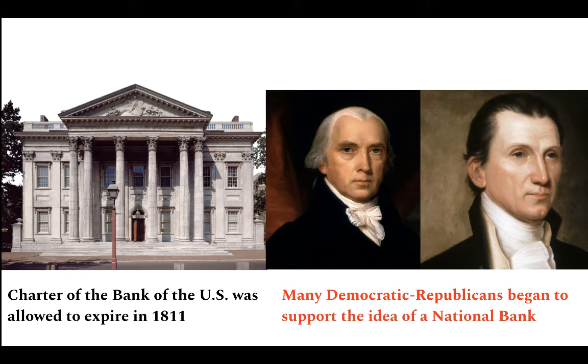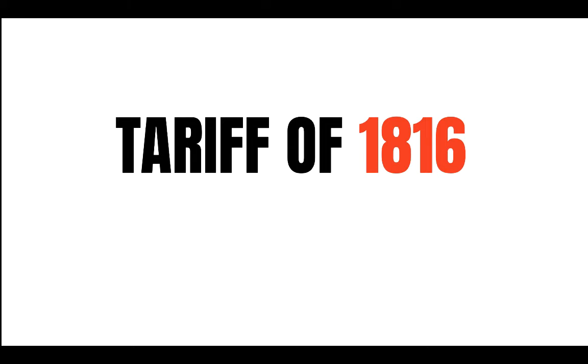They came to understand that a strong banking system would help the economy prosper and ensure access to easy and abundant credit. And as a result, Congress renewed the Bank of the United States in 1816. While the bank was generally accepted by many Democratic Republicans, not everyone was as enthusiastic about the Tariff of 1816.